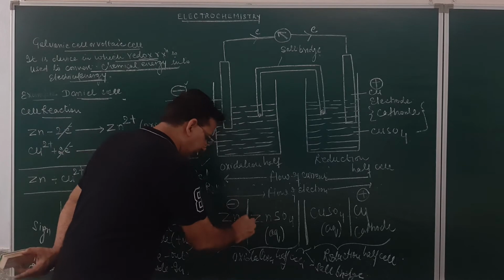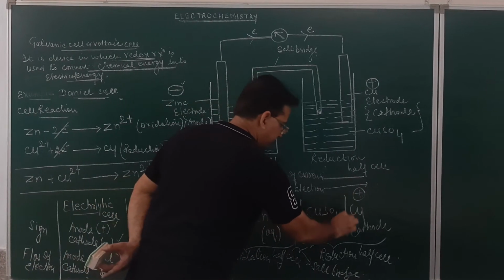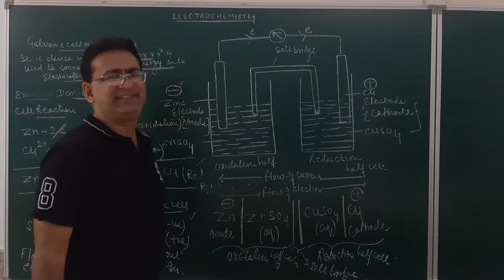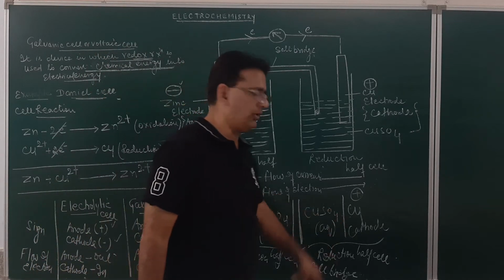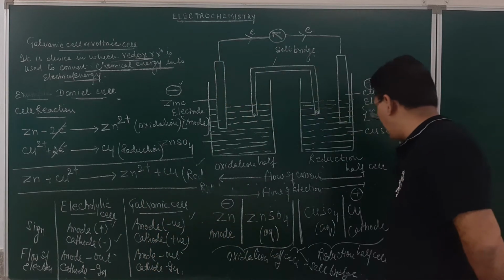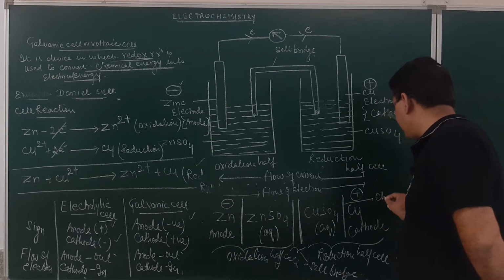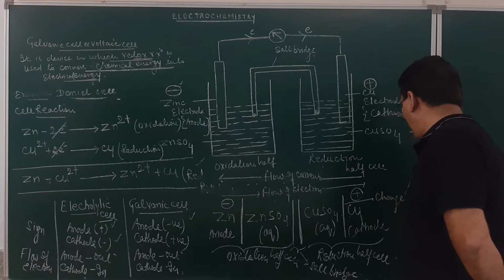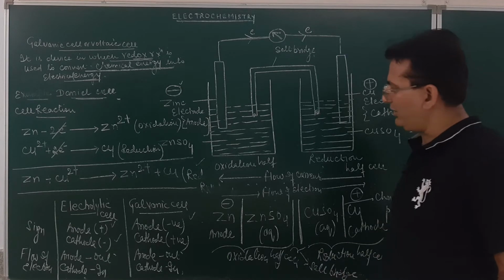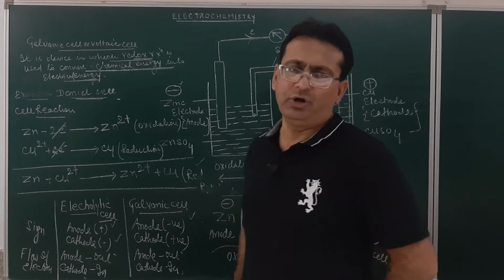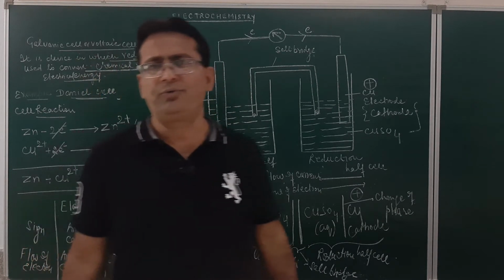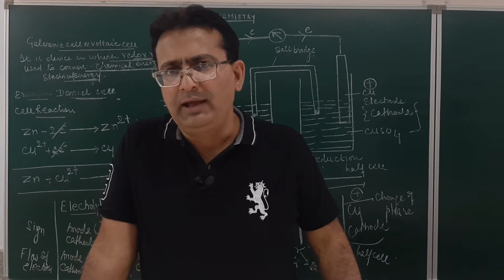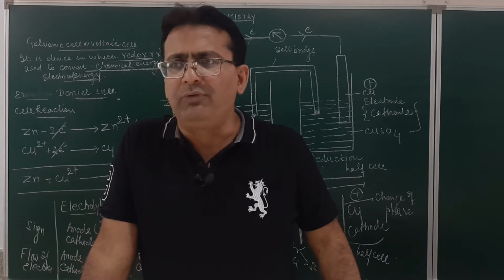This single line over here represents a phase change from solid to the solution form, from solution to the solid form. So this single line represents change of phase. Am I clear? So this is one way by which the representation of a cell can be done. Now student, we will discuss further.